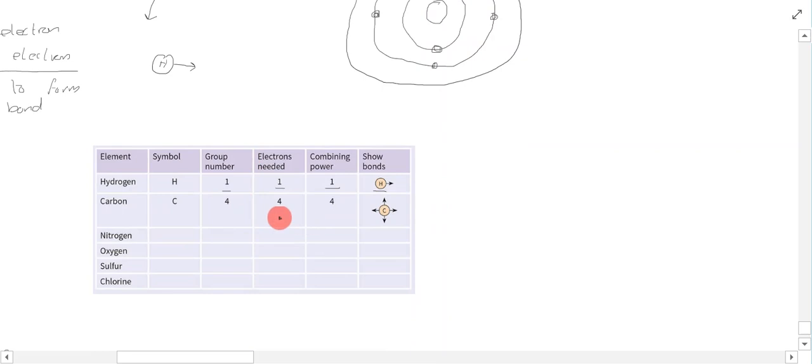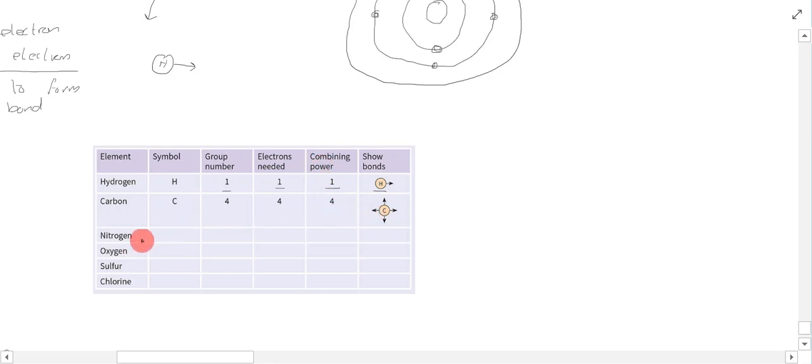So again, we can represent it. It needs 4 electrons, so it has a combining power of 4. It can connect up to 4 times, or form 4 bonds, and therefore we can represent it like this. We have a C, and then each arrow represents one of the 4 potential bonds that it can form.